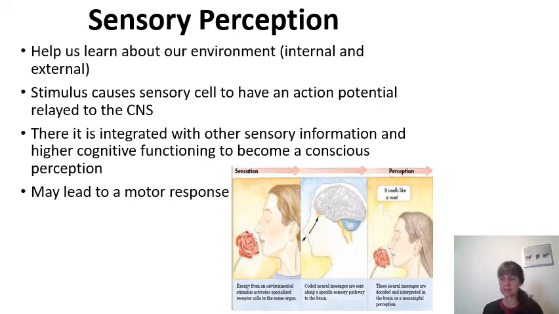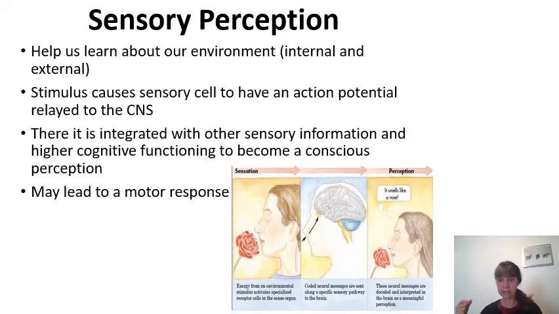Awareness is just the stimulus being sent to the primary somatosensory area of the brain. Perception is how we perceive the stimulus. I'll give you an example of this.